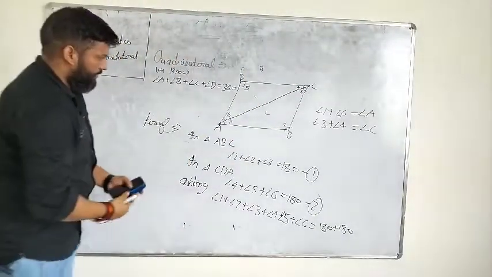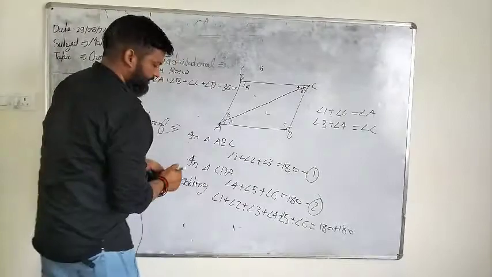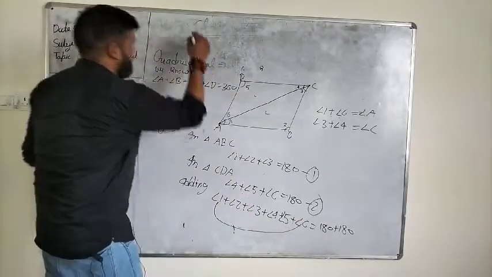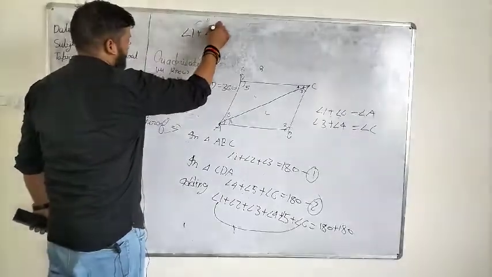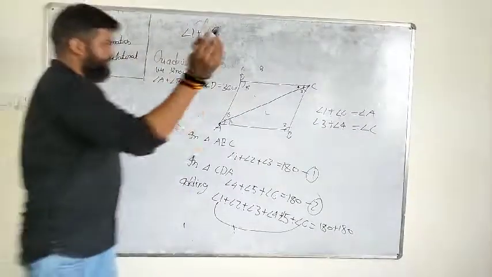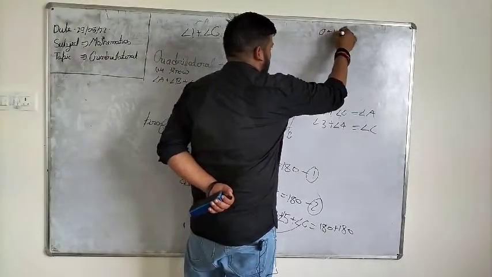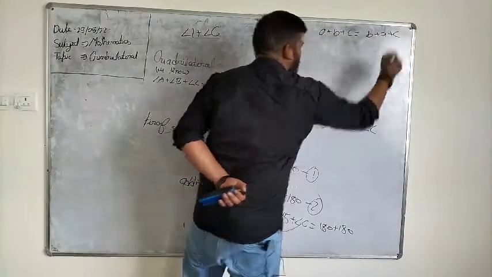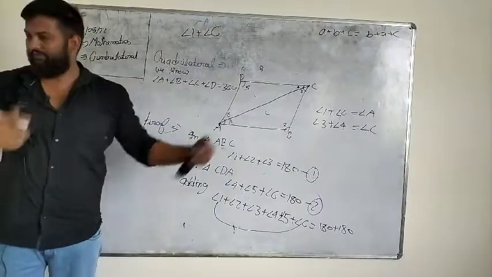So angle 1 plus angle 2 plus angle 3. Now angle 1 and angle 6 we have to write together. Angle 1 plus angle 6, because we know that A plus B plus C, we can write B plus A plus C, right? Any format we can write.